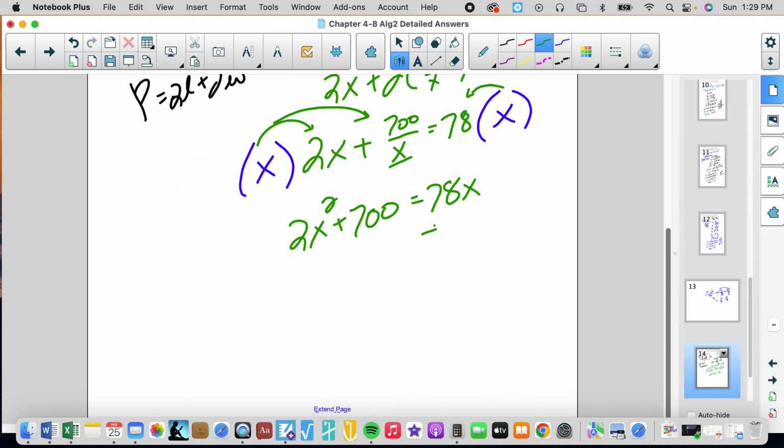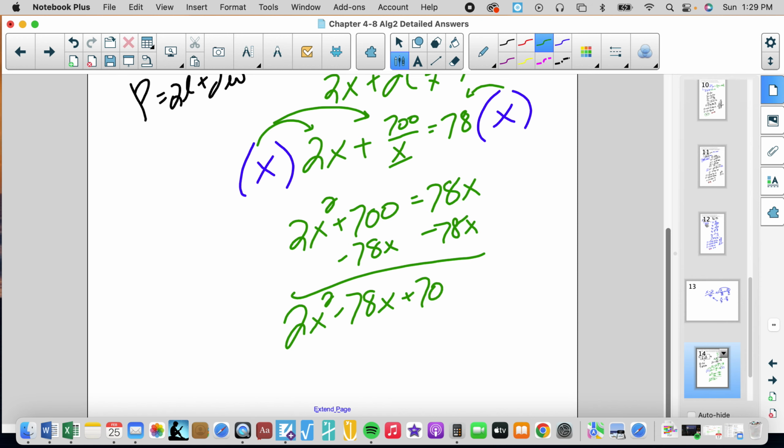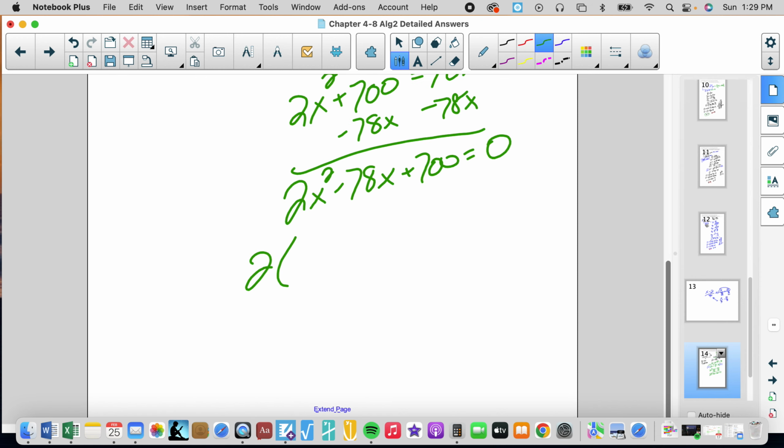Now we have everything up in the numerator. I'm going to set it equal to 0. 2x squared minus 78x plus 700 equals 0. We can factor out a common 2. x squared minus 39x plus 350 equals 0. Factors of 350 when added, signs are the same. Ooh, that's going to be good.